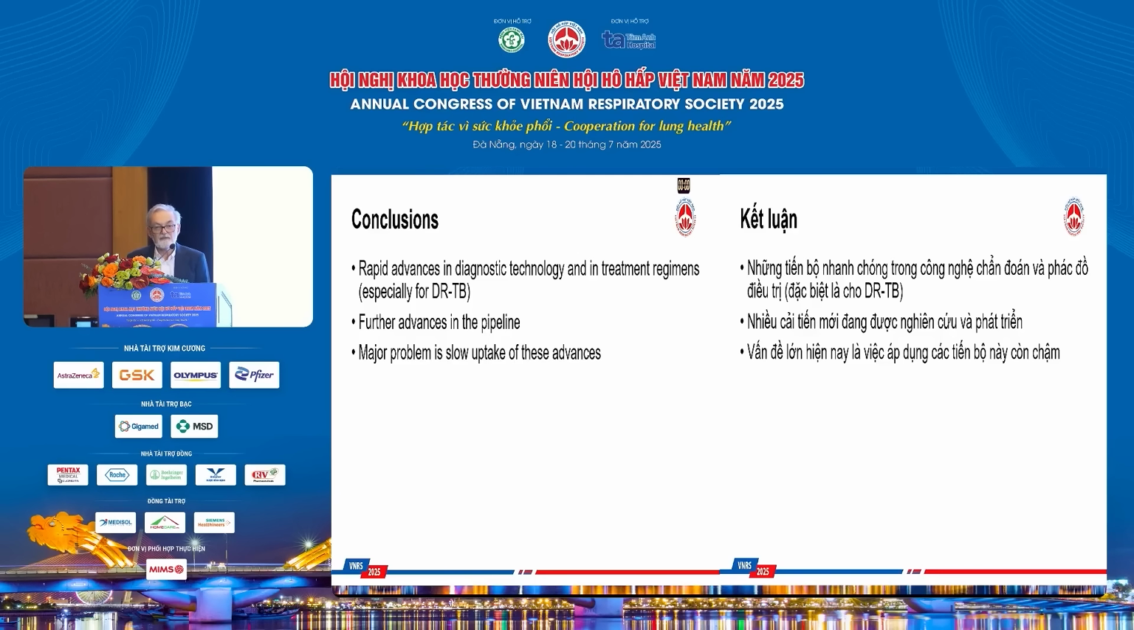The major problem that we have is the slow uptake of these advances. And this is not mainly due to cost. It's mainly due to regulation and also to slow change in clinical guidelines. It's not mainly due to cost. It's mainly due to these other factors.